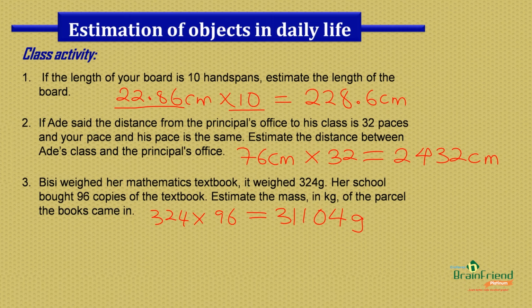At this point, it is important to note that 1 kilogram is equivalent to 1,000 grams. So for us to find the equivalent of this number in kilograms, we will divide by 1,000. We have 3 zeros, so we move our decimal point 1, 2, and 3 places. So our answer is going to be 31.1 kg.